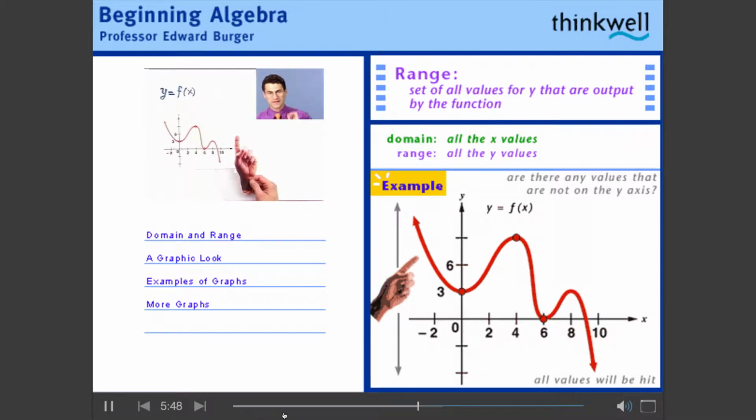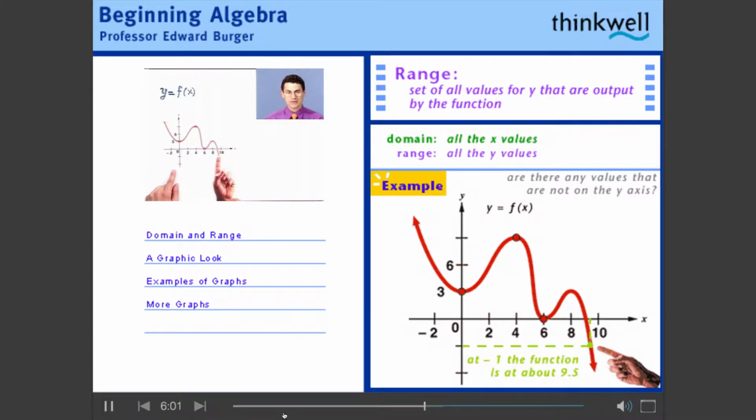Maybe even more specific than that. Suppose you pick a particular y value, like let's say the y value right here, -1. Does that get hit? Yeah, it gets hit by something like maybe, what does it look like? About 9.5 maybe? If you let x be 9.5, what's the y value? It looks like it's -1. So -1 gets hit, -1 is in the range. So in this case, the range would be all the y values. Let's take a look at another example.